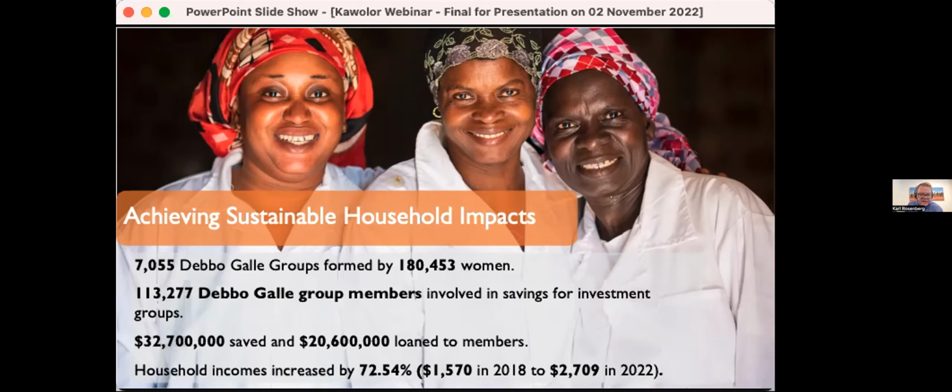A key point here, and I saw questions about people's ability to afford the nutritious food: household incomes increased, starting in 2018 at $1,570, and at the end of the project, $2,709 on average, a 72.5% increase. And this is when you consider COVID was through this whole period. So even with the impacts of COVID, revenue still increased during 2020 and 2021. Slide.